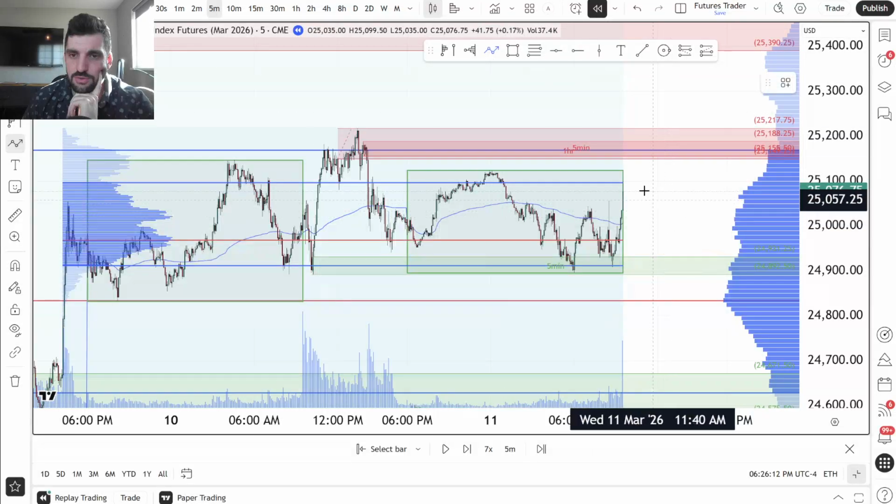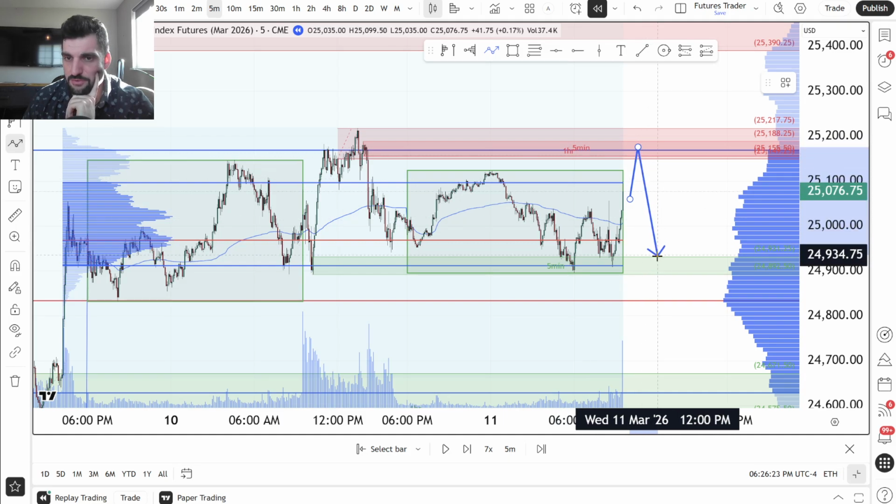So what I'm going to do is wait for some confirmation of selling activity up here and take a short, and I already know where I'm going to try to target that short, towards the bottom of the range. That's going to give me good risk to reward.